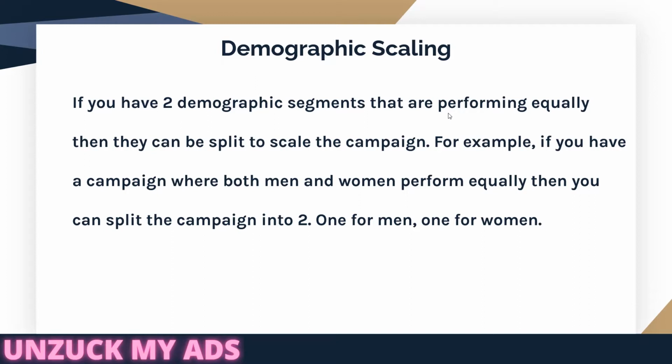the campaign. For example, if you have a campaign where both men and women perform equally, then you can split the campaign into two. You can duplicate the campaign twice and run one just to men and run one just to women. So you end up with three campaigns: the original with the combined, and then the duplicates, one for the men and one for the women. So you pretty much just tripled your daily budget in one move, and the chance they're going to perform is very high because you already saw from your data that both of those demographic segments already performed for you.